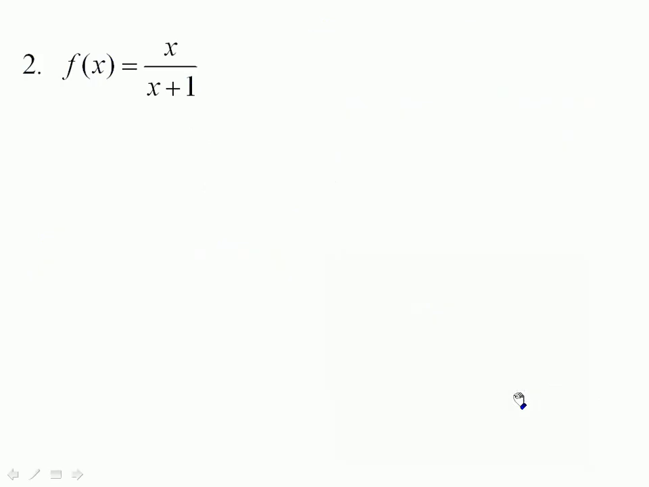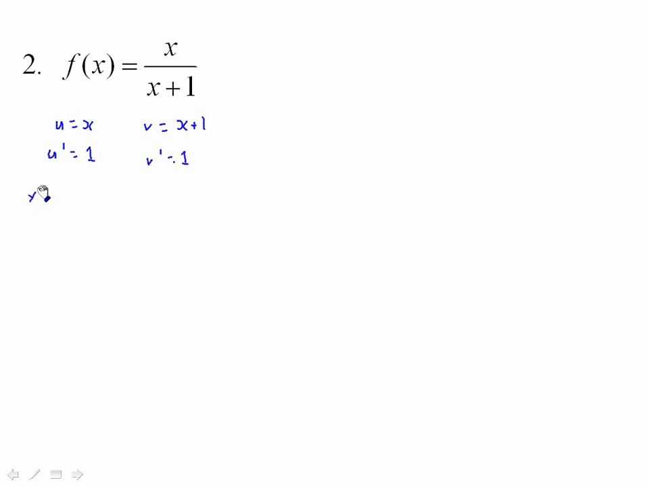Number 2, here we have x over x plus 1. Now this is going to be more complicated to differentiate. I'm going to recommend the quotient rule. So I would go u is equal to x, so u prime is equal to 1. And by the way, as always, stop me at any time and solve this question on your own. v is equal to x plus 1, so v prime is equal to 1.